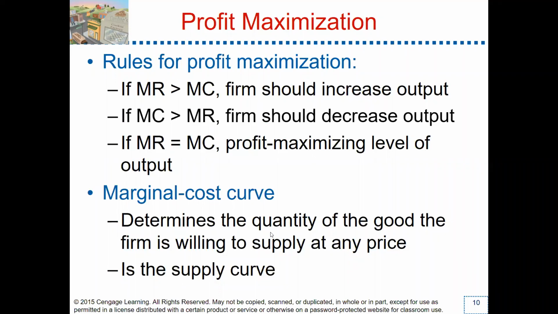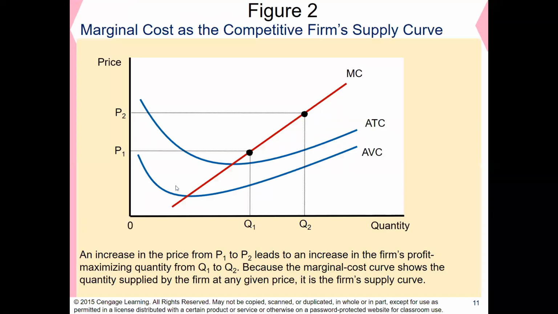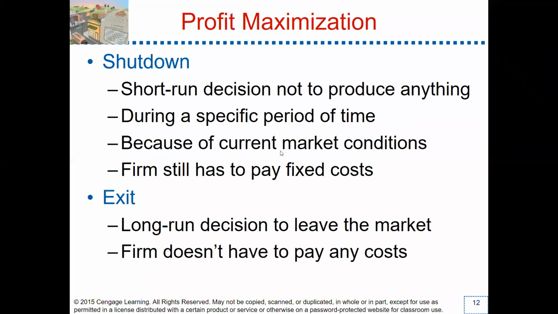The marginal cost curve determines the quantity of goods the firm is willing to supply at any price, and is the supply curve as well. So as you see, as the price increases, the quantity will increase. That reminds us there is a very high correlation between the marginal cost curve and the supply curve, and we can say it is the same as the supply curve. Okay.